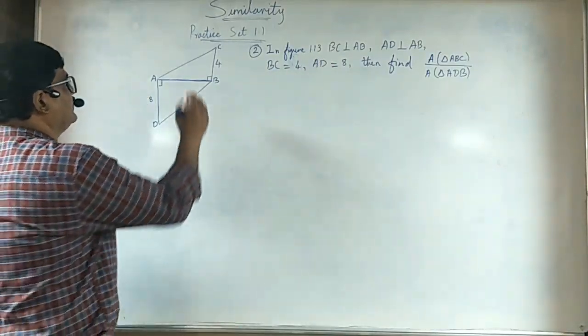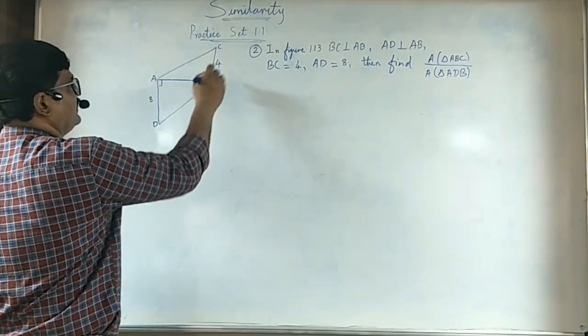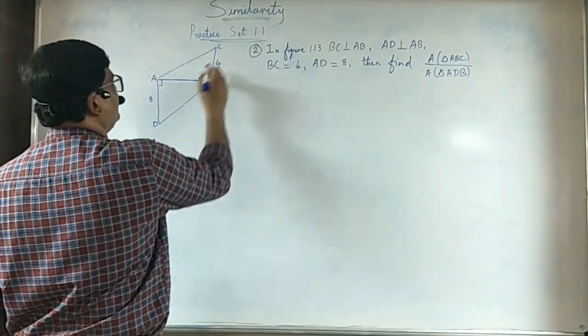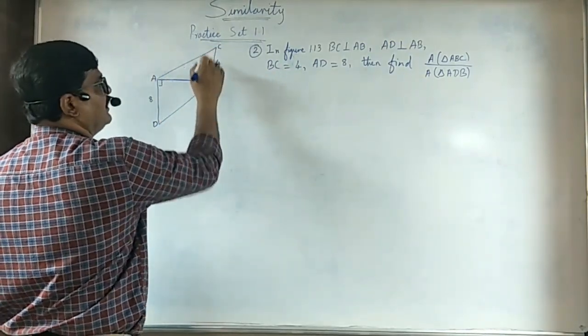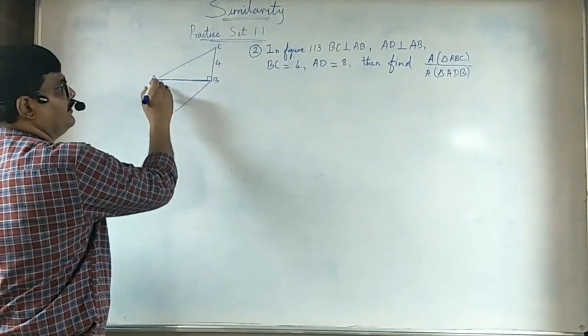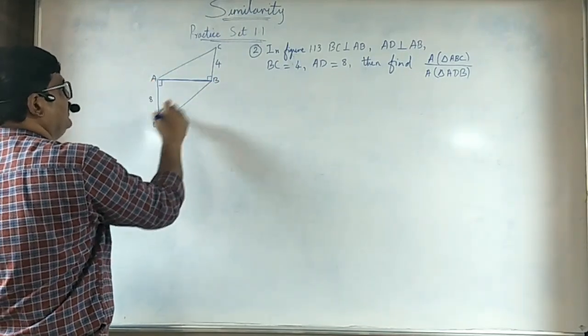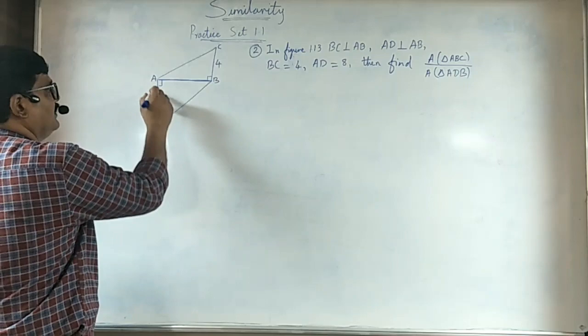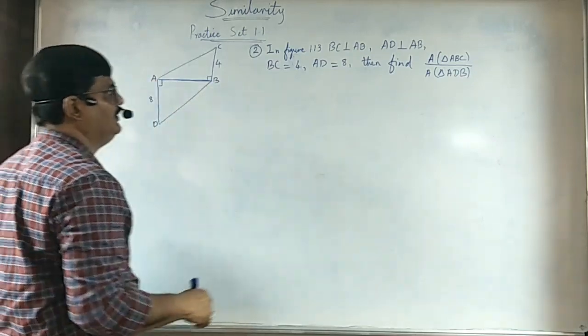That means you have a triangle ABC. Look at the up triangle ABC, where BC is perpendicular to AB. They are perpendicular. And AD is perpendicular in down triangle ADB, ABD. Can you see the down triangle? You have AD is perpendicular to AB.